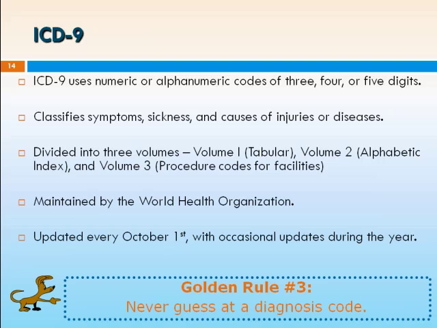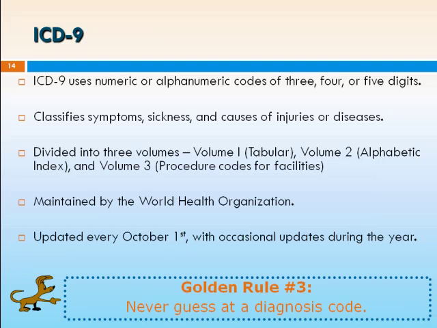Start with volume 2, which is the index. As I mentioned, it's a little bit confusing because volume 2 actually comes at the beginning of the ICD-9 manual. But that's where you're going to start. You're going to start in the index, and you're going to look up the condition or illness that you actually found in the documentation. When you look that up in the index and you find whatever the condition or illness is, you'll see an ICD-9 code listed there. But you can't stop there.